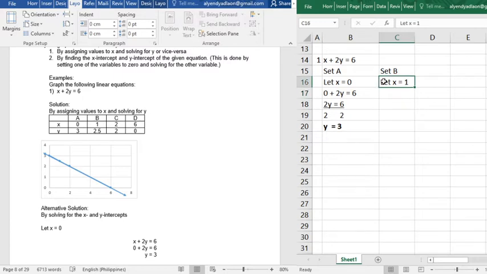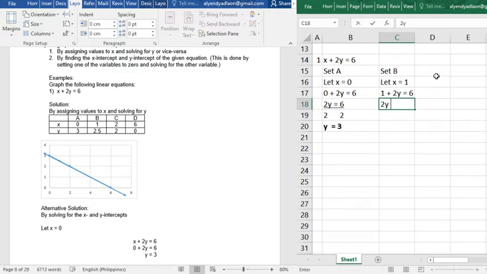Any number. Okay, so when you assign a value to x, you will then have to solve for y. But if you're going to assign y, then you will have to solve for x. Okay, now let's continue. x plus 2y equals 6. So this is now 1 plus 2y equals 6.